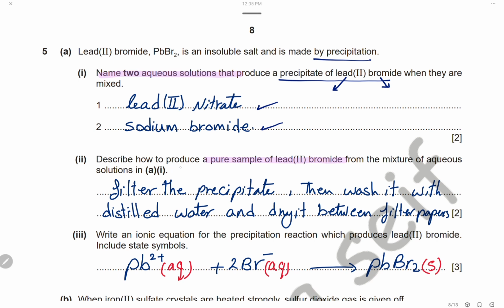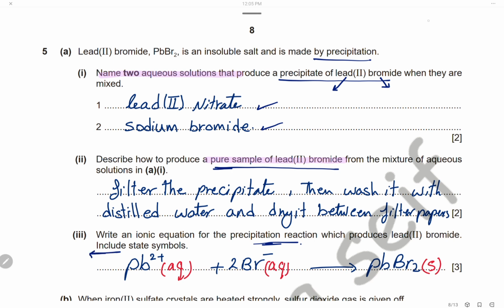After formation of the precipitate, describe how to produce a pure sample of lead bromide from the mixture. So you will first filter the precipitate, then wash it with distilled water and dry between filter papers. This is how to produce a pure sample of lead bromide. Write the ionic equation for the precipitation reaction which produces lead bromide, including the state symbols.